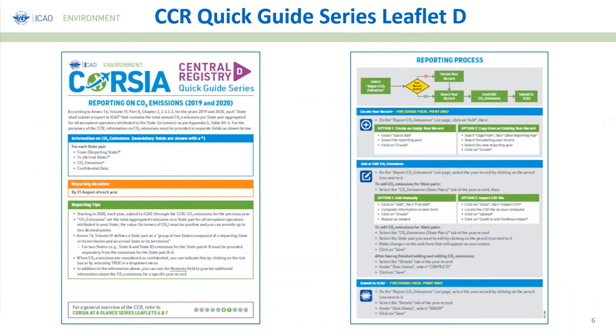This information was in the Central Registry Quick Guide series leaflet A, and the slide that you see here with leaflet D is in addition to that, which is specific to CO2 emissions. As Stelios mentioned, leaflet A was about a more general understanding of the CCR and how it works, and leaflet D is specific to CO2 emissions. The leaflet provides a very concise step-by-step guide, as well as reporting tips on what you should remember and how to report the CO2 emissions specifically. This will be quite handy for you later when you prepare to submit CO2 emissions data to ICAO by the end of this August on your own.